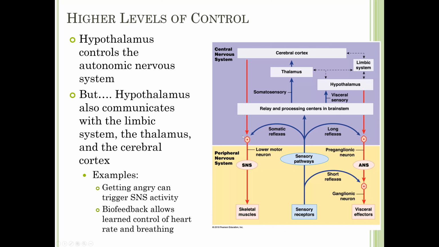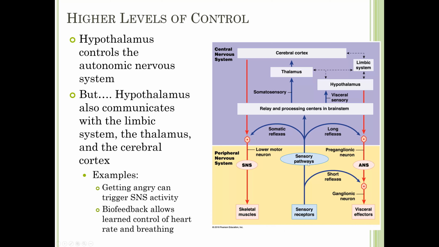It's going to go into the spinal cord. It's going to activate a motor neuron, which is part of your somatic system, which is going to go out and cause movement in a skeletal muscle. You've also got sensory input that's going to talk to autonomic nervous system neurons in the spinal cord, and it's going to activate those preganglionic neurons, which are going to activate ganglionic neurons, which are going to go out and affect your visceral effectors.